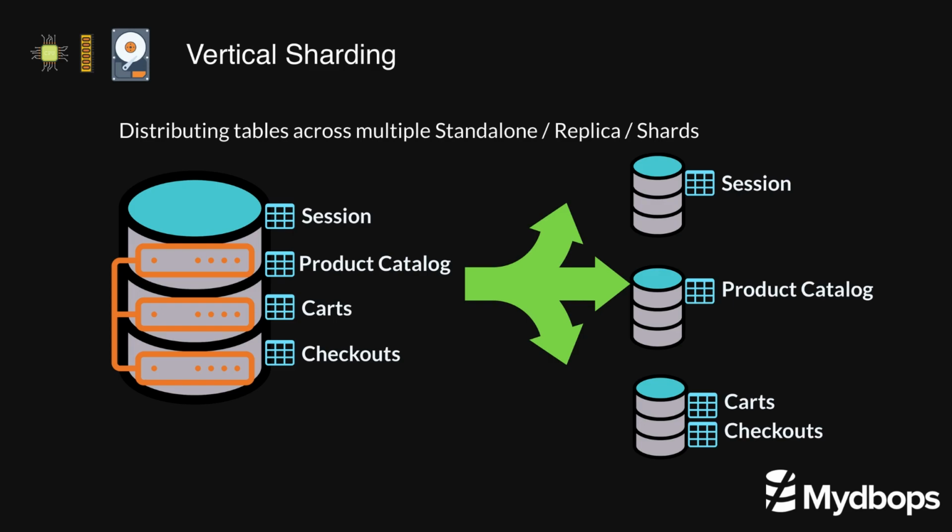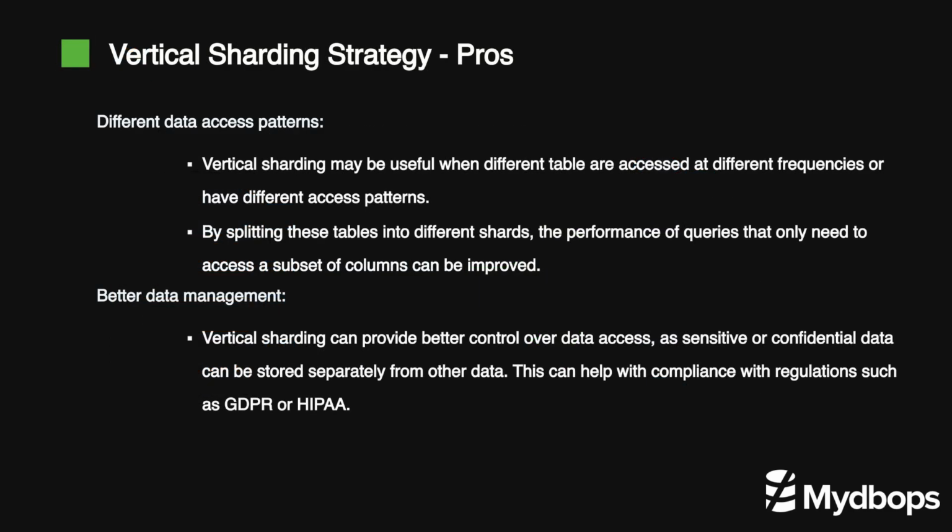In that case, I don't want to go for horizontal sharding, which needs a lot more expertise to manage. So how can I do it? Yes, vertical sharding you can achieve. What I'm suggesting is: move session to one replica set, product to one replica set, and cart and checkout to another replica set.